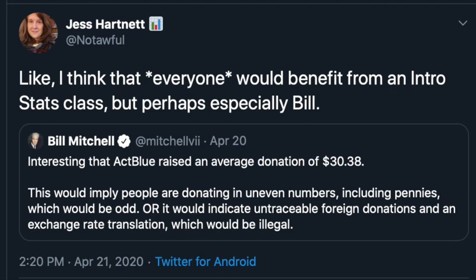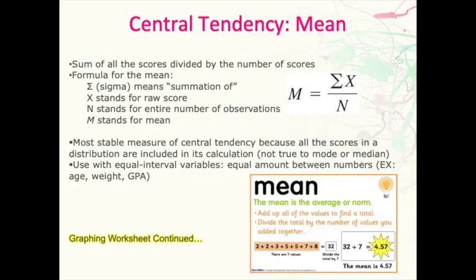The mean is the most stable measure of central tendency because all the scores in the distribution are included in its calculation, which, as you'll see coming up, is not true of the mode or the median. The mean is used with equal interval variables, and equal interval variables just means that there's an equal amount between each number. So the distance between 1 and 2 is the same as the distance between 2 and 3, 54 and 55. So equal interval variables are things like age, weight, GPA.